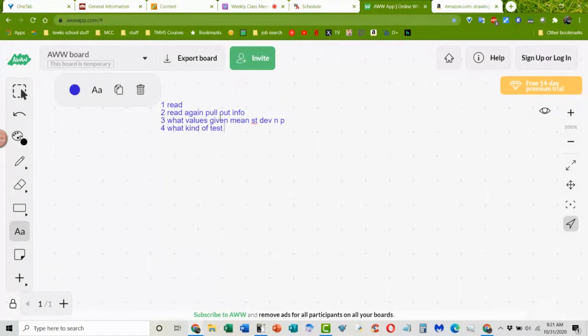Is it a Z test? Is it a T test? Is it a one proportion Z test? Is it a two proportion Z test? Is it a two mean T test? Is it a two means Z test? So we have all of these kinds of tests. Is it a chi-square test? Is it an ANOVA table? We have lots of tests that we're going to look at.